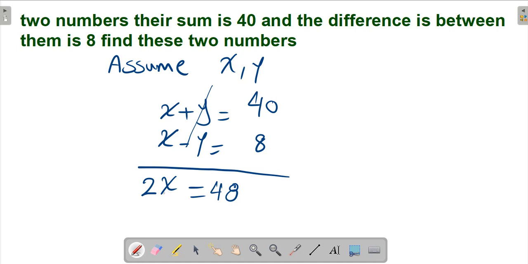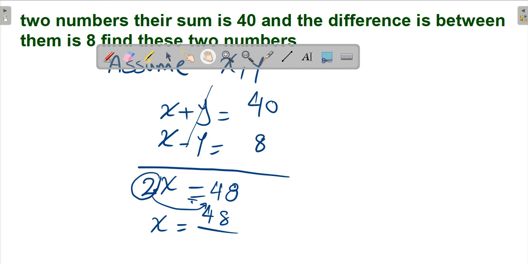2x equal 48. 2x means 2 times x. We send 2 to the other side by division. X equal 48 over 2, or divided 2, equal 24.